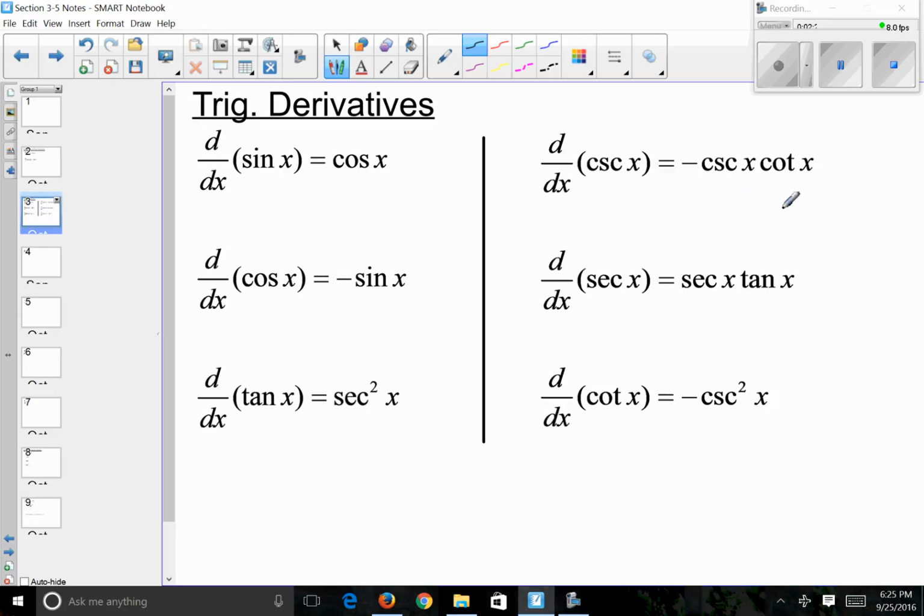And there are other patterns that help people memorize these, but I would say most likely it's going to be easiest to memorize these. I think on your own you should try changing all these four trig ratios into sines and cosines and applying the quotient rule to make sure you see where each of these derivatives is coming from.